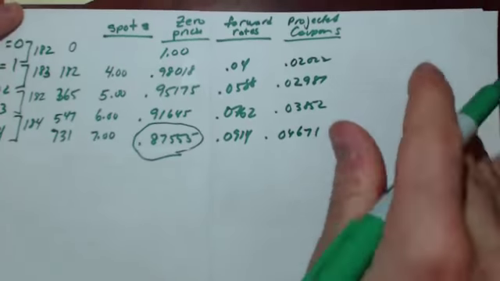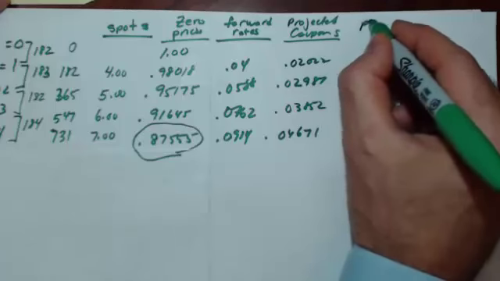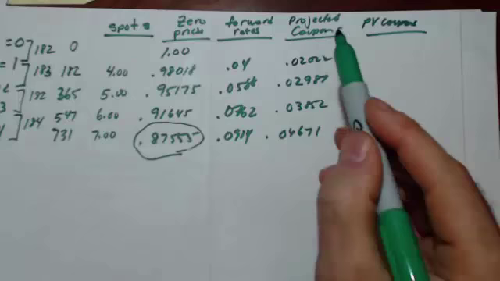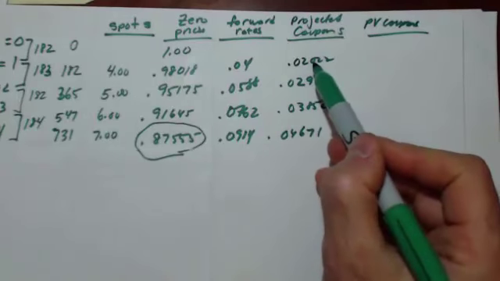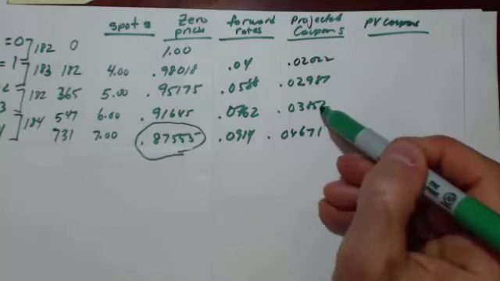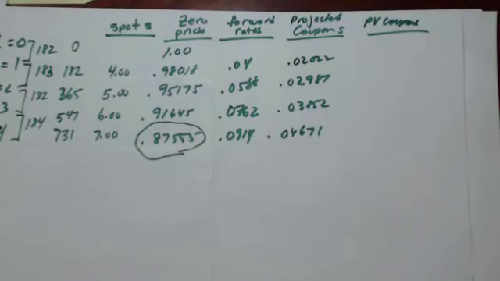Now, a couple more steps. We want to calculate the present value of the coupons. What are they worth today? Because we're getting this coupon payment 1 period from now, this one 2 periods from now, 3 periods, and 4 periods from now. So let's compute the present value.